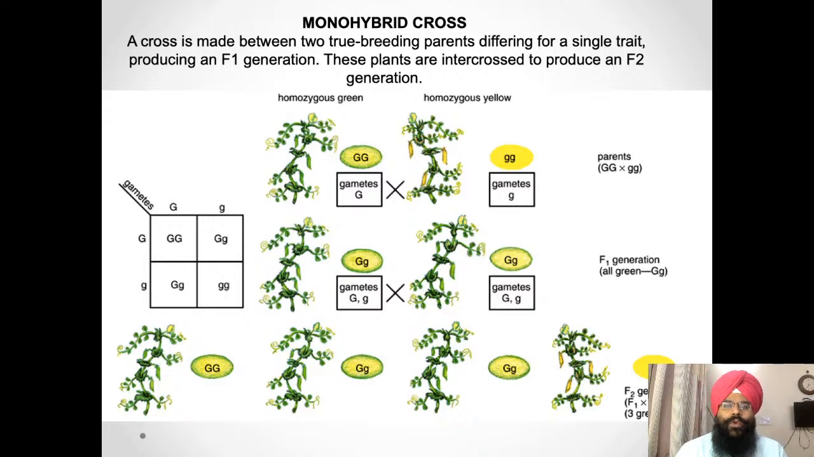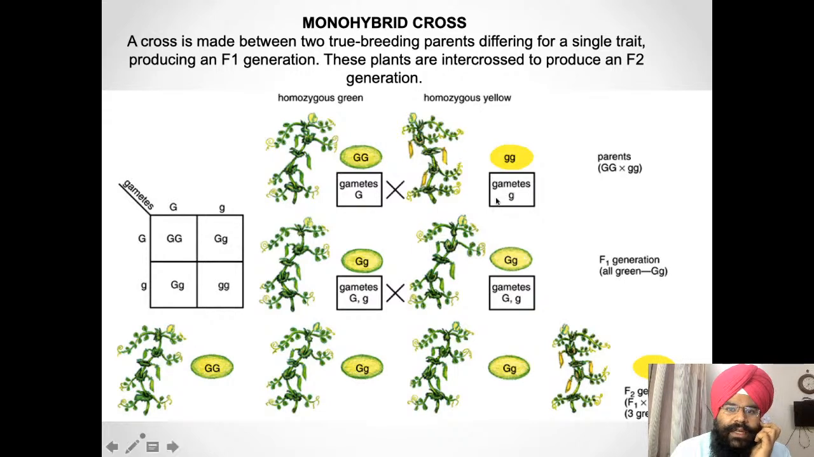Now comes the monohybrid cross. This is a cross made between two breeding parents that differ in a single trait. These parents intercross to produce the F2 generation. Monohybrid means only one trait that we are seeking. That's why it's called a monohybrid cross.